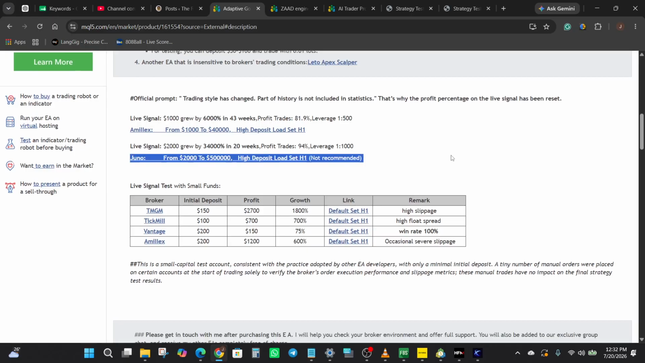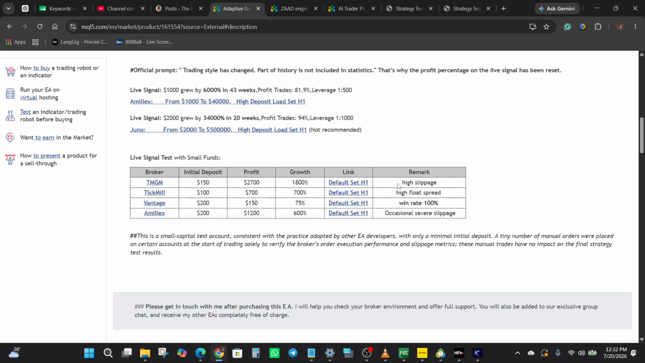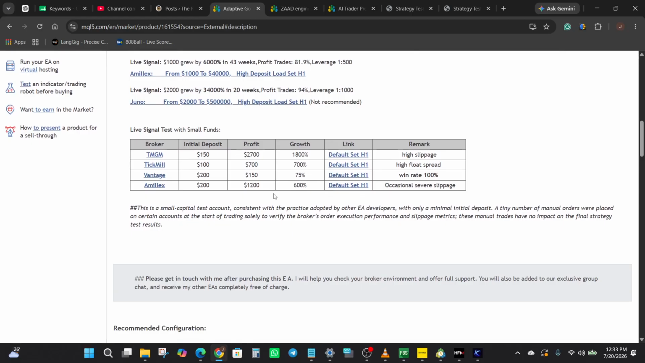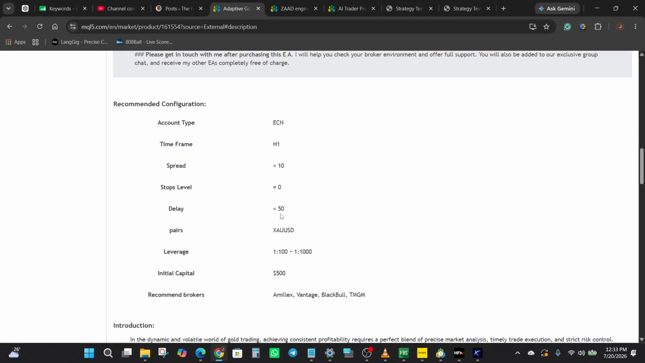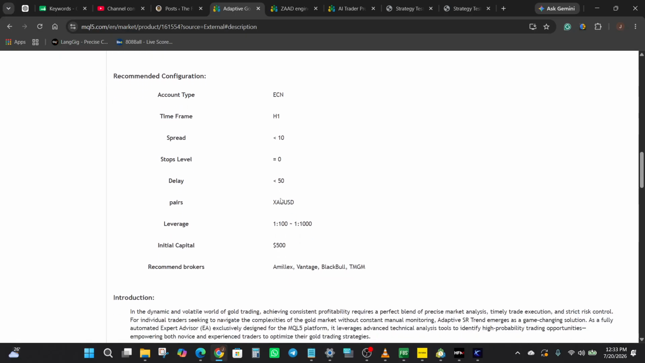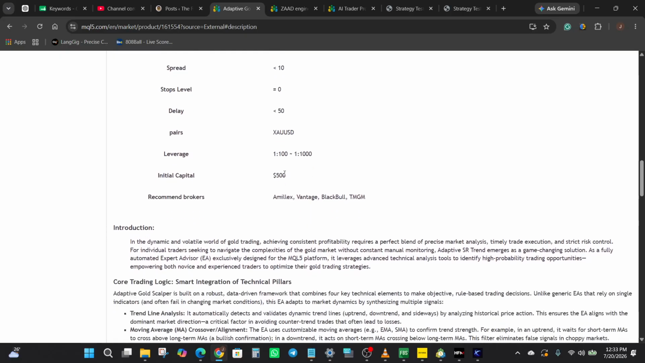There is also a small funds test table across several brokers, with notes acknowledging issues like high slippage and high floating spread on some of them. I'll treat all of these figures with real caution, given the stats reset disclosure just above them. Recommended setup calls for an ECN account, H1 time frame, spread under 10, a zero stop level requirement, and XAUUSD specifically, with a suggested starting capital of $500.